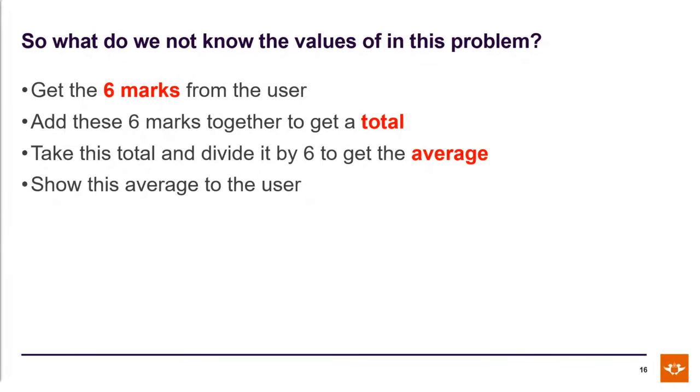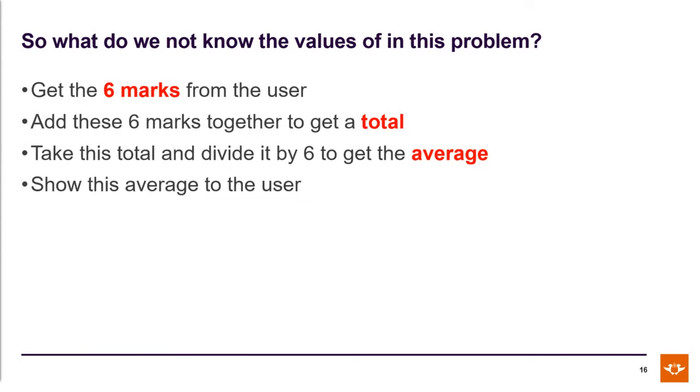So we reserve 6 spaces. That's basically the idea. We don't know what these marks are. Some of you may not want to tell us what your marks were. But we know we're going to need 6 of them. So we're going to create 6 variables to store those 6 numbers.